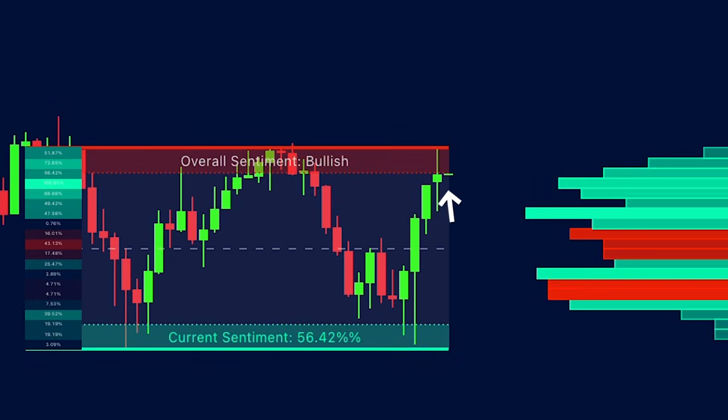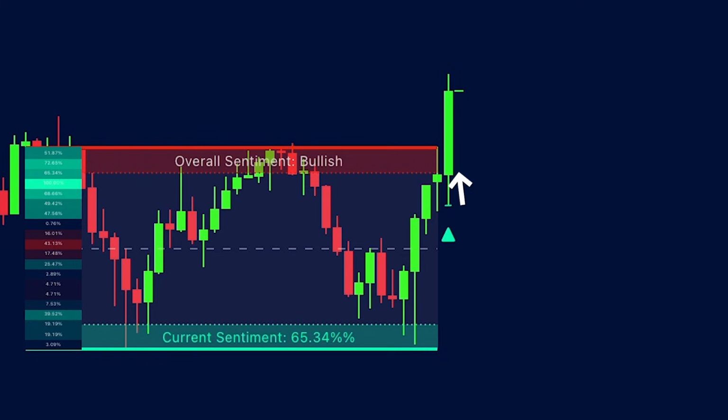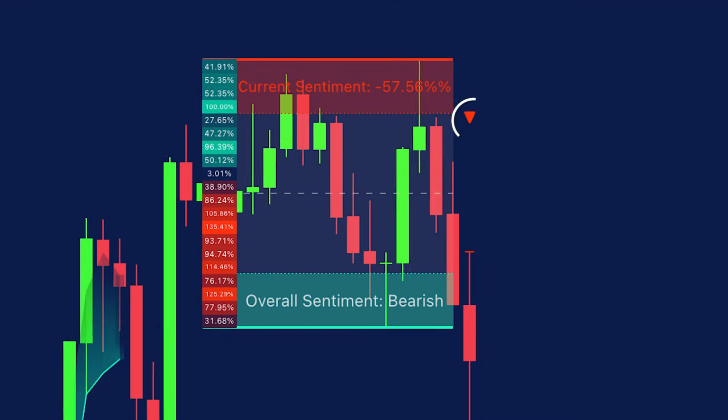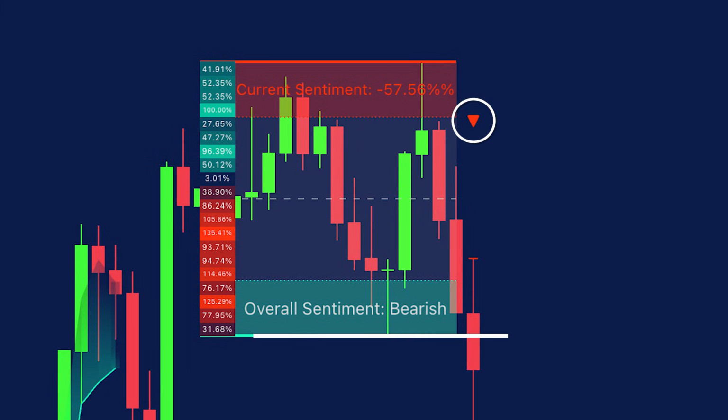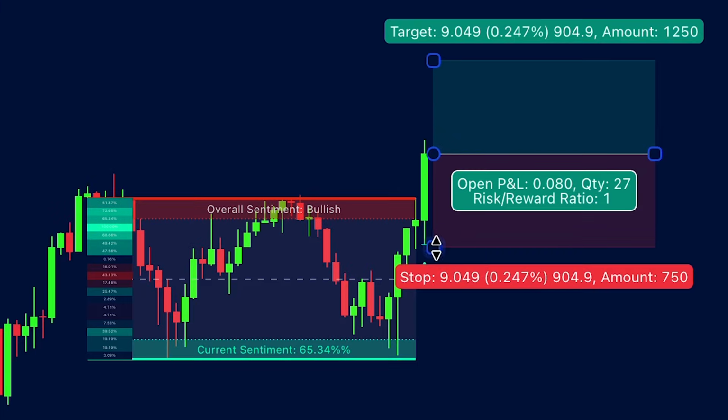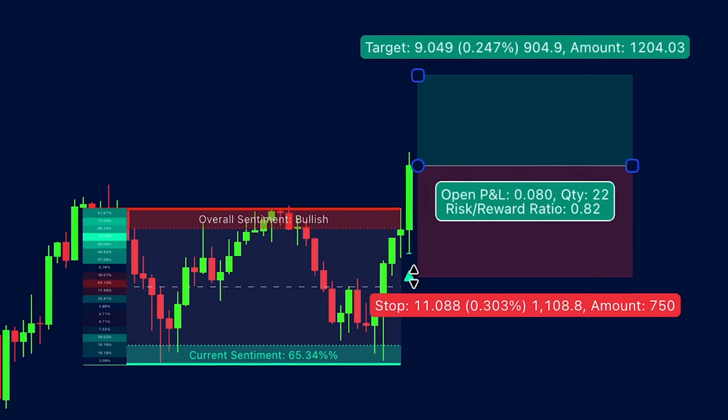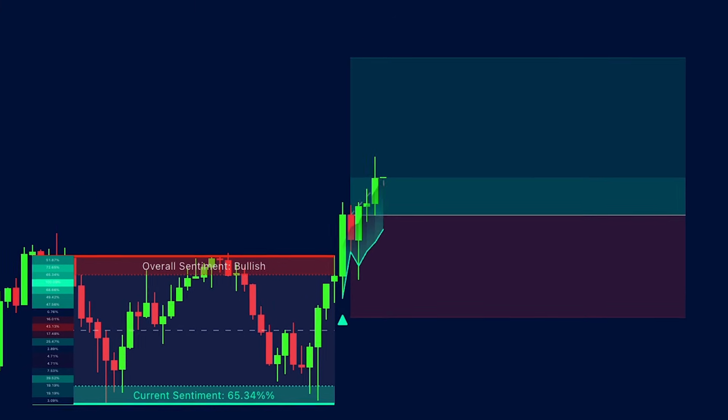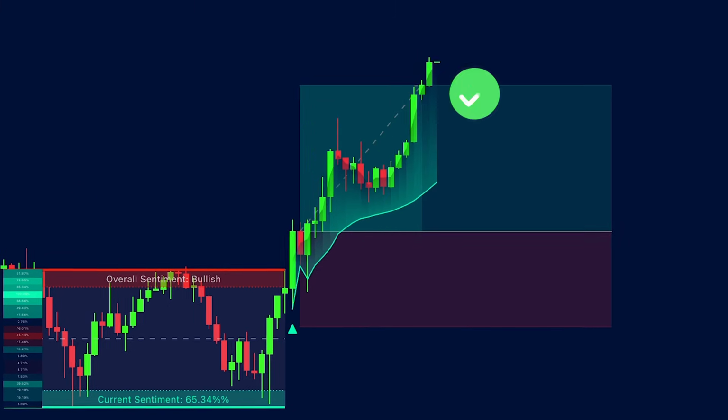When price approaches the channel boundary and you've got strong sentiment backing that direction, watch for the breakout arrow. A green upward arrow appears when price breaks above with bullish sentiment confirmation, but a red downward arrow appears when it breaks below with bearish confirmation. Enter your trade on the candle close that triggers the arrow. Place your stop loss inside the channel at the opposite boundary and target at least 1.5 times your risk.